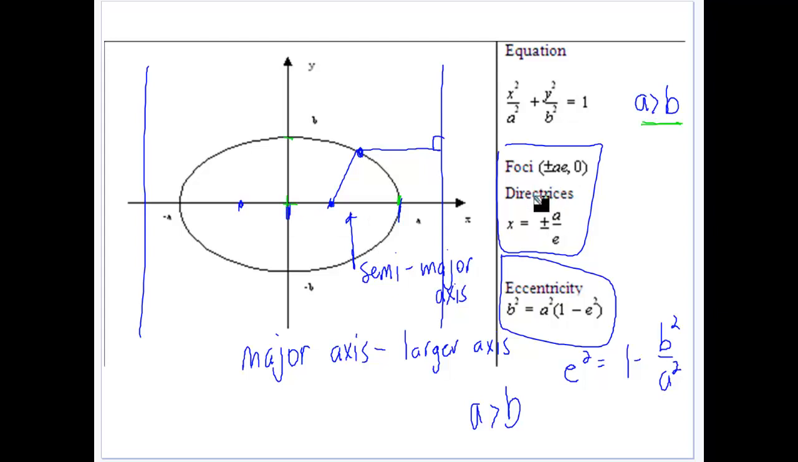So like we had with the parabola, we're going to have focus and directrix, but except in the ellipse, we've got two. The same will happen with a hyperbola. So we've got foci and directrices, and if A is greater than B, the foci would be plus or minus A times E, and the directrices, X is equal to plus or minus A on E.